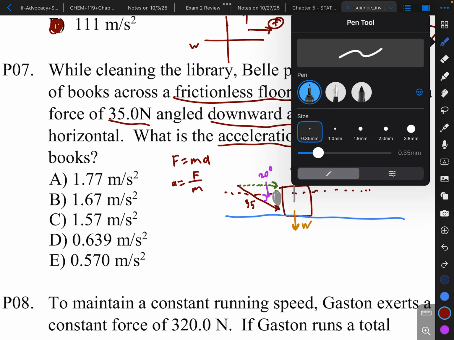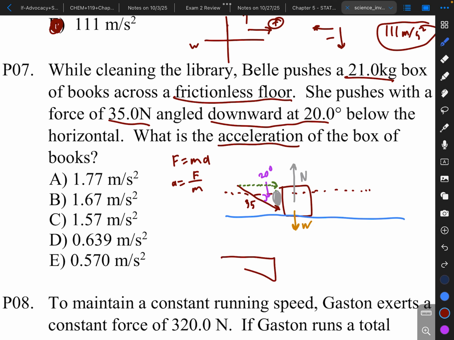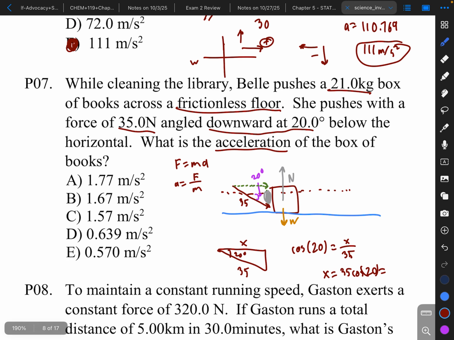How do we find that? Let's redraw the triangle. This is 20 degrees, and we know the hypotenuse is 35. We want to find this. By using trigonometry, we know the cosine of 20 is the adjacent divided by the hypotenuse. That means the adjacent is just 35 times cosine of 20. Plugging that into a calculator, you're going to get 32.889 newtons.